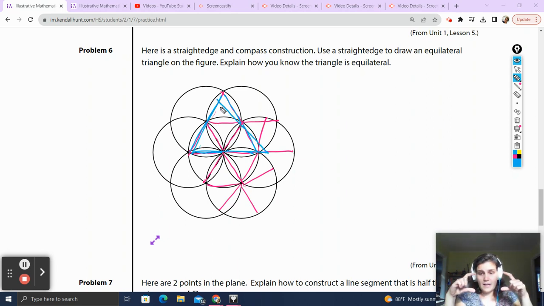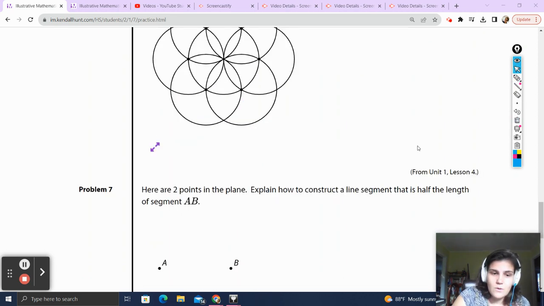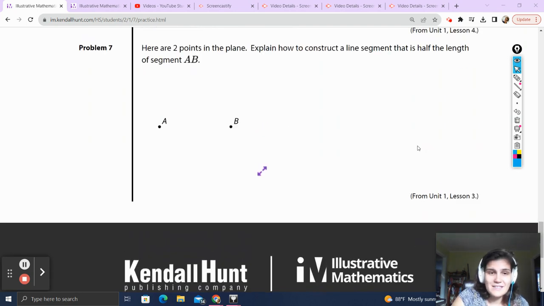So I have each side is 2 radiuses, and I just use my radiuses to find more congruent radiuses to find more, and I created an equilateral triangle. And this pattern should be familiar to you now, and you should be able to find an equilateral triangle like this pretty easily. Let's go on to problem number 7, and this is our last question.